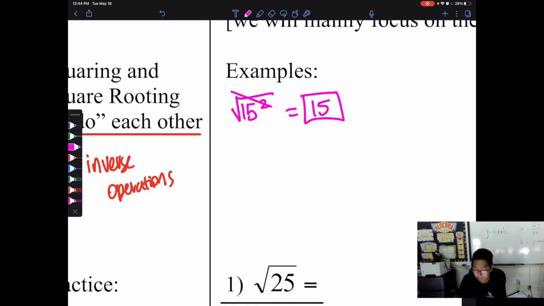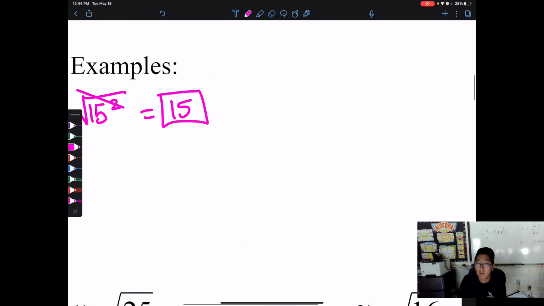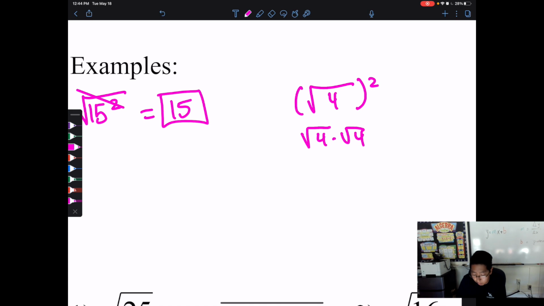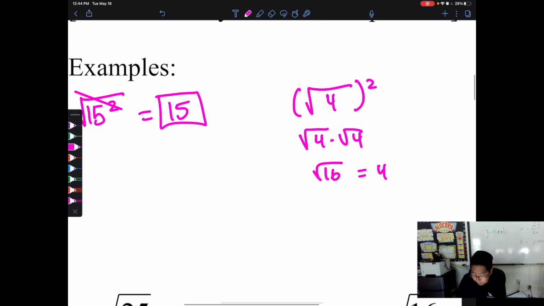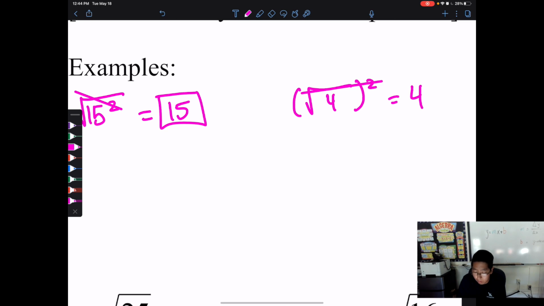All right? Here is another example. The square root of 4, all raised to the second power. Okay? And so here, we'll think of it as square root of 4 times the square root of 4, which is square root of 16, and that gets us 4. Now, instead of writing all this out, I want you to be able to recognize that the square root and the squaring cancel each other out, and what are we left with? We're left with 4. Okay?